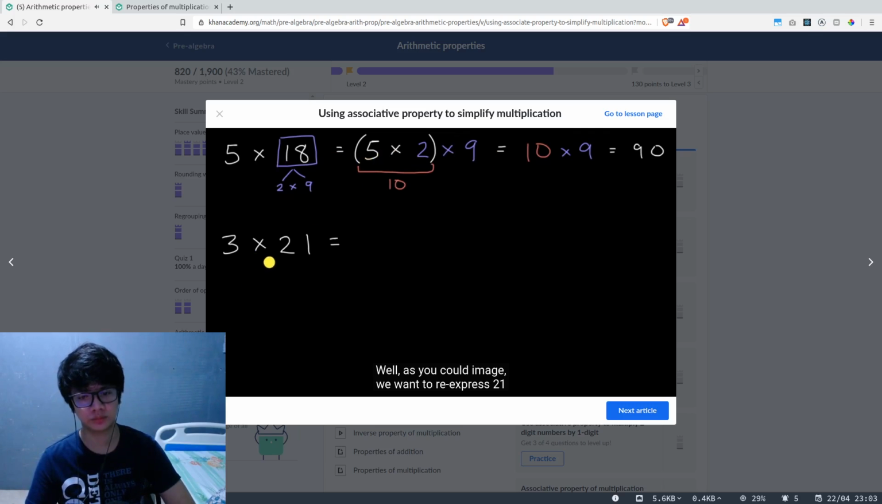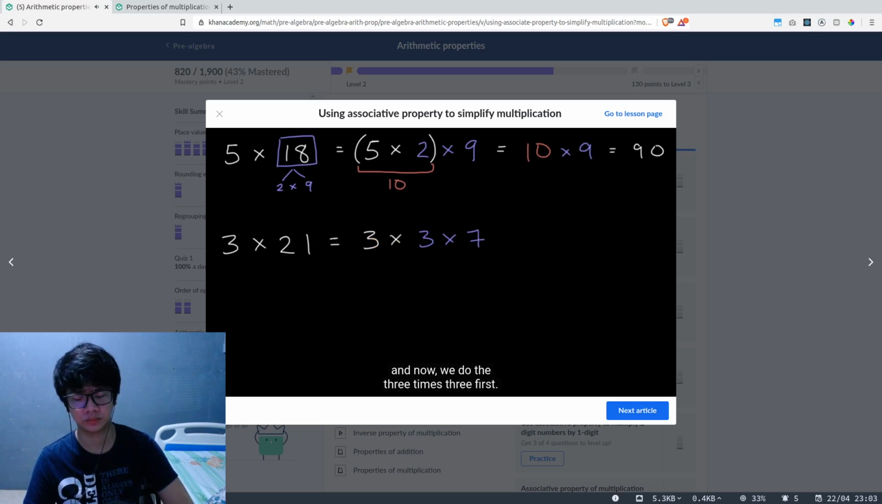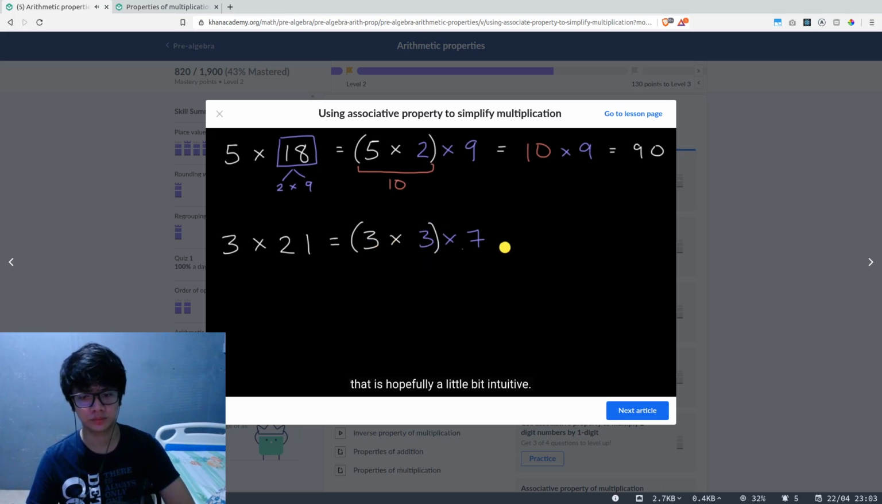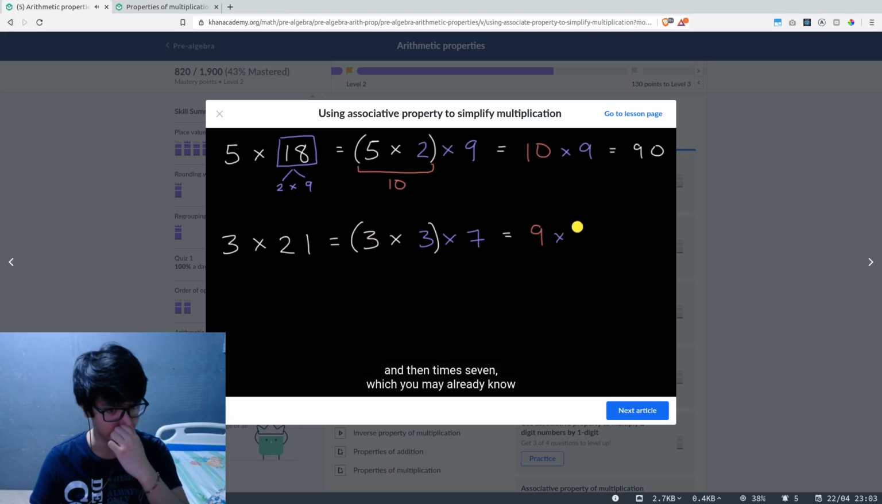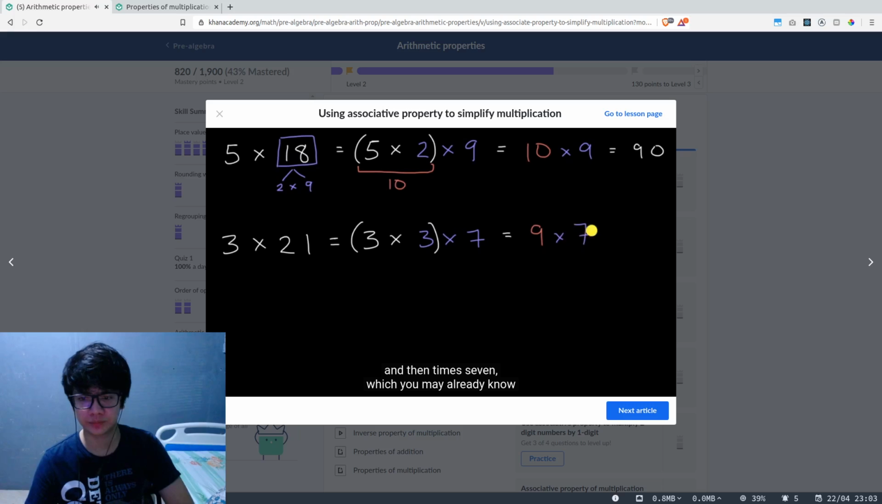Well, as you could imagine, we want to re-express 21 as the product of smaller numbers. So we could rewrite 21 as 3 times 7 maybe. And so if we rewrite it as 3 times 7, and now we do the 3 times 3 first. So I'm going to just put parentheses there, which we can do because of the associative property of multiplication, fancy word for something that is hopefully a little bit intuitive. Well, then this is going to be equal to, what's 3 times 3? It is 9. And then times 7, which you may already know is equal to 63.